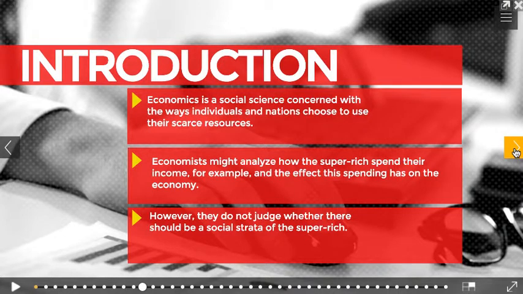Economics is a social science concerned with the ways individuals and nations choose to use their scarce resources. Economists might analyze how the super rich spend their income, for example, and the effect that this spending has on the economy. However, they do not judge whether there should be a social strata of the super rich. So, in other words, economists aren't in the business of trying to judge right or wrong, but they're looking at cause and effect.